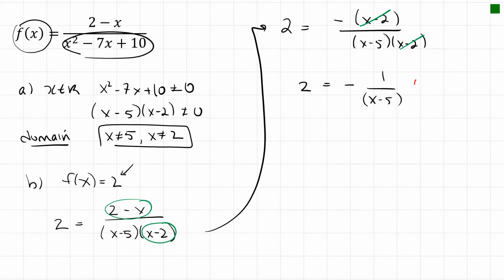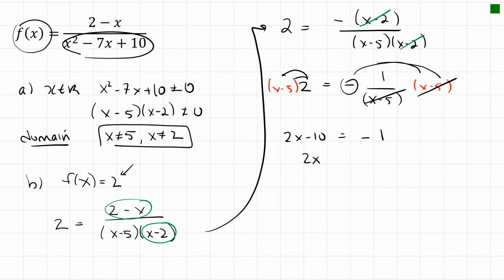Now I'm going to multiply everything by the lowest common denominator. That leaves me with 2x minus 10 because I'm going to multiply these in. I'm not going to forget my negative and multiply that into this bracket. So that cancels, it doesn't multiply in, I'm just left with negative 1. Now solving for x, add 10 to both sides and divide by 2. So here is my x coordinate.